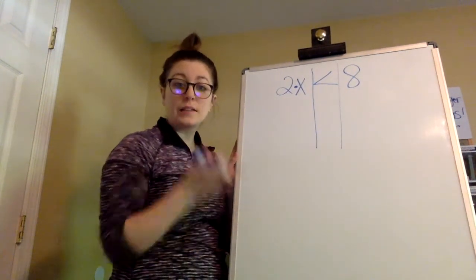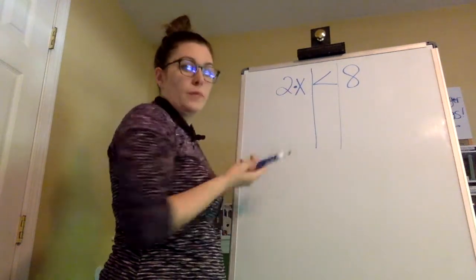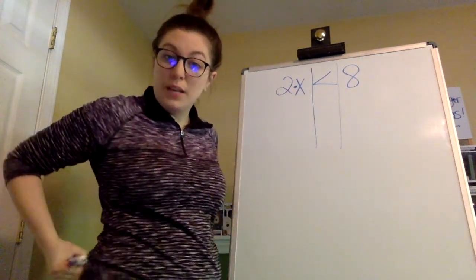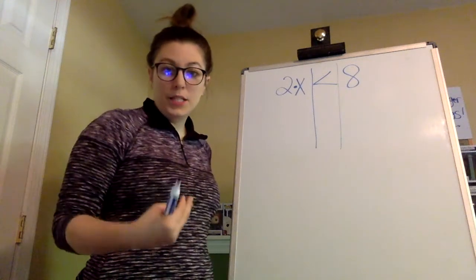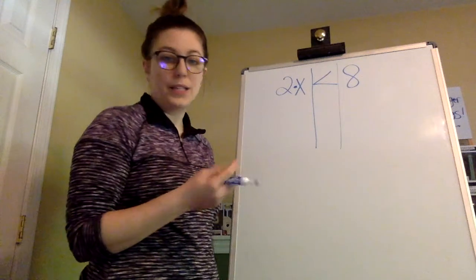2 times x is 2x. So, what's being done here? Well, we just said that. It's being multiplied by 2. So we have to figure out what's being undone, the opposite, which is divide by 2.